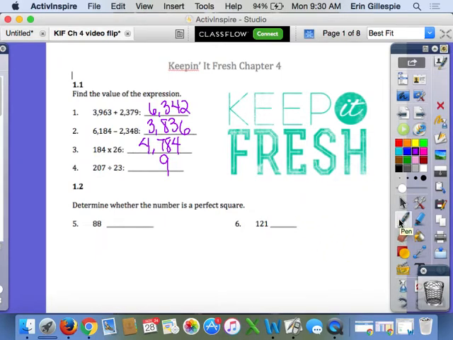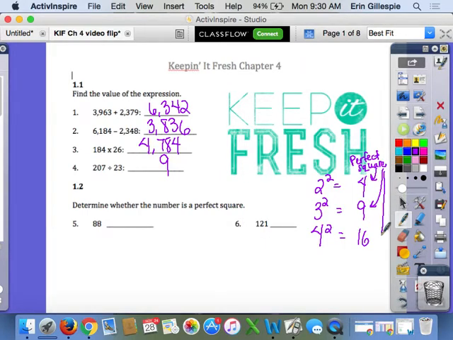The next few here are just determine whether the number is a perfect square or not. Now, perfect square is a number you get when you square or raise to the second power a whole number. So like 2 squared is 4. 4 is a perfect square because it's the result I get when I do 2 to the second power. 3 to the second power is 9, so 9 is a perfect square. 4 to the second power is 16, so 16 is a perfect square. So all these numbers here, the answers I'm getting when I square a whole number, is a perfect square.